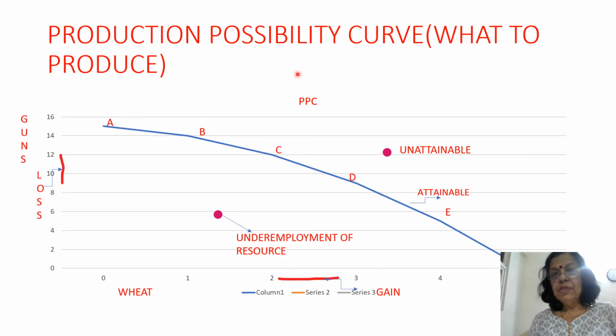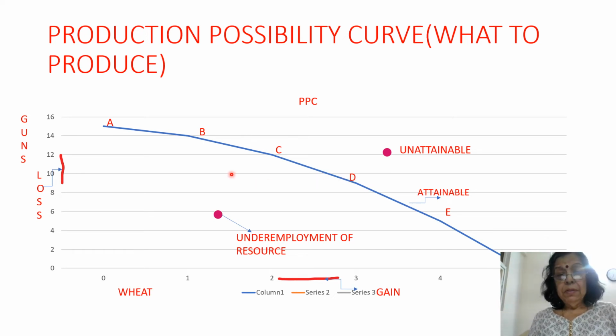Now this is the production possibility curve, and we can find out what to produce and in what quantity. So this is PP, the production possibility curve. We are assuming that the economy is using all its resources and technique is not changing. It can remain here, here, here, anywhere. An economy can be at any point.